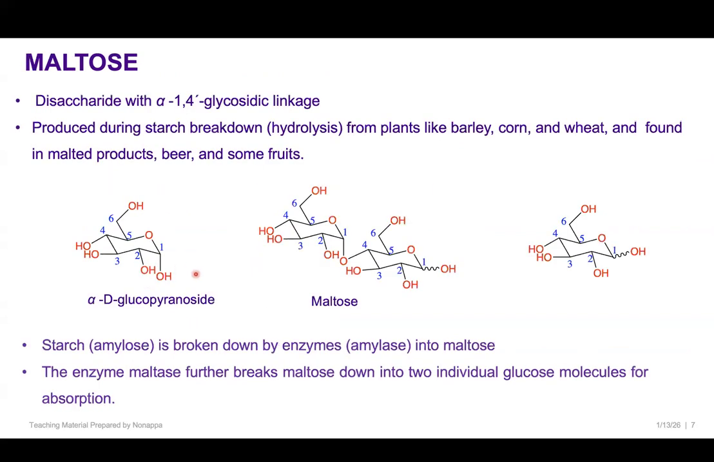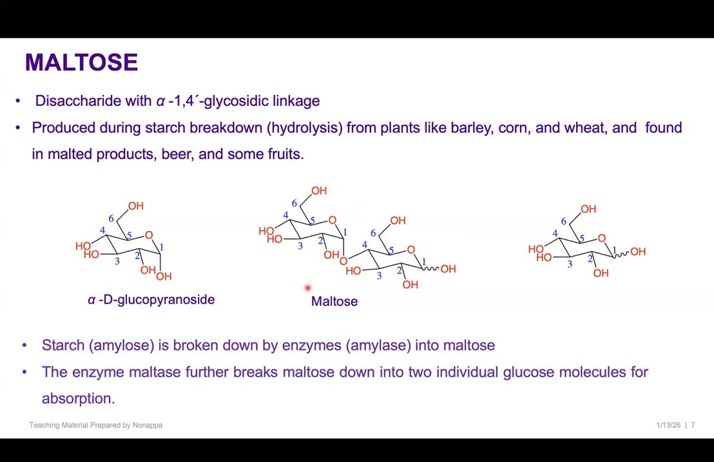Maltose is a disaccharide that also has two glucose units linked together. However, the glycosidic linkage is now alpha, because the hydroxyl group at the anomeric position is in the axial position. So this is an alpha 1,4 glycosidic linkage. Maltose is commonly found in plants and many plant products such as barley, corn, wheat, and also in malted products such as beer and some fruits.